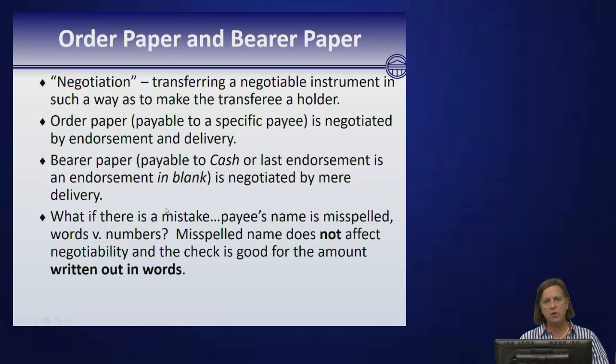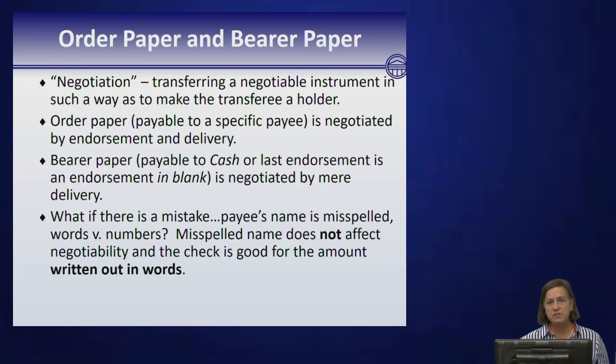Know the difference between order paper and bearer paper. Negotiation is simply the legal term for transfer. Order paper is payable to a specific person. It is negotiated by endorsement plus delivery. Bearer paper is created when an instrument is payable to cash, or perhaps the last endorsement is an endorsement in blank. And bearer paper is negotiated by mere delivery.